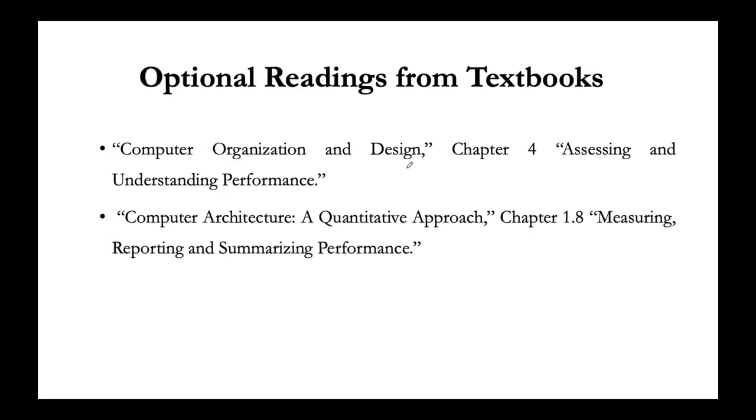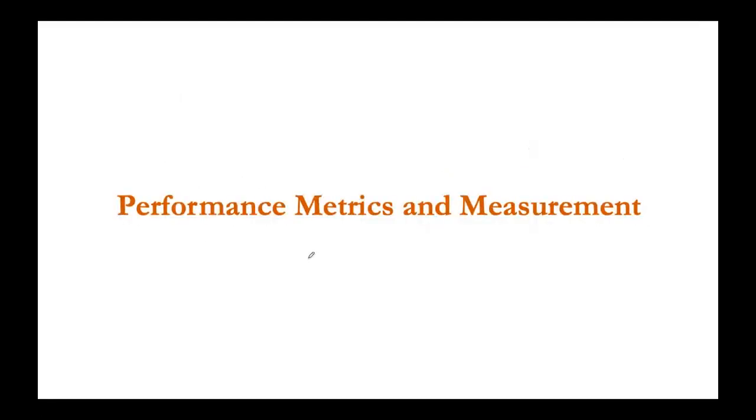For these topics, we can go through the Computer Organization and Design textbook. Some optional readings we can go with this text, which is from chapter 4, assessing and understanding performance and computer architecture. The second textbook, from where we follow some of the topics from chapter 1.8, is measuring, reporting, and summarizing the performance.